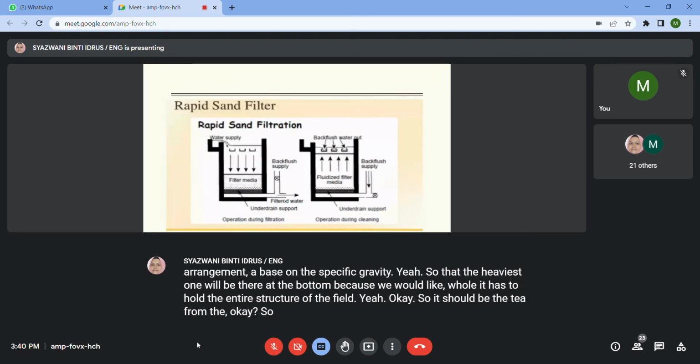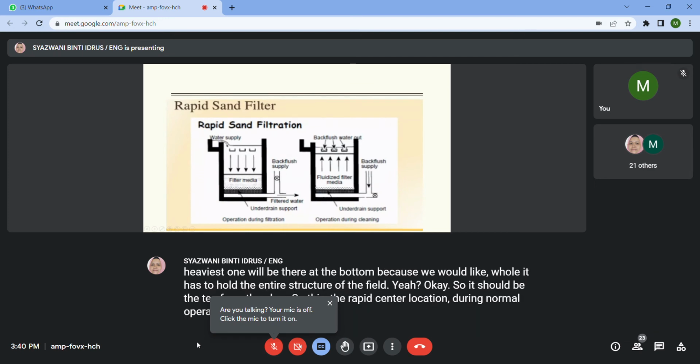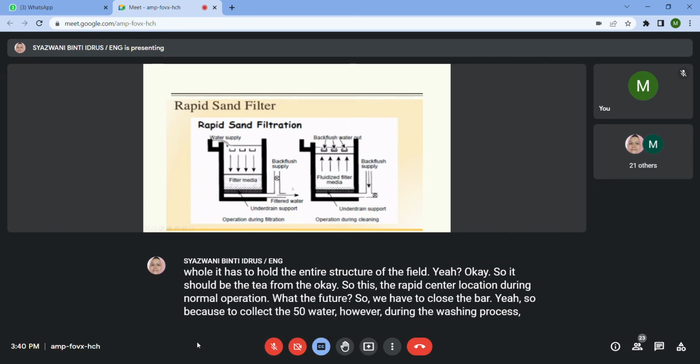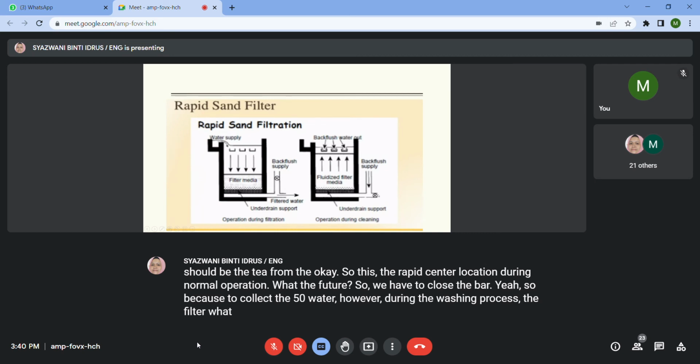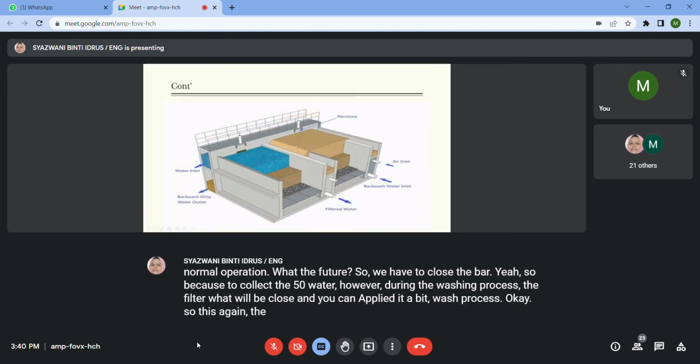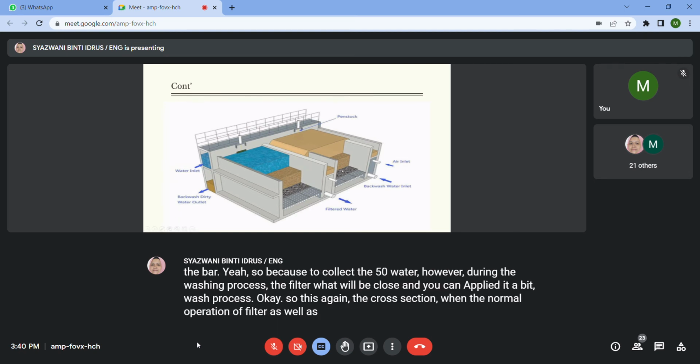Okay, so this is the rapid sand filtration during normal operation, water filter. We have to close the valve to collect the filter water. However, during the backwashing process, the filtered water valve will be closed and we can apply the backwash process.